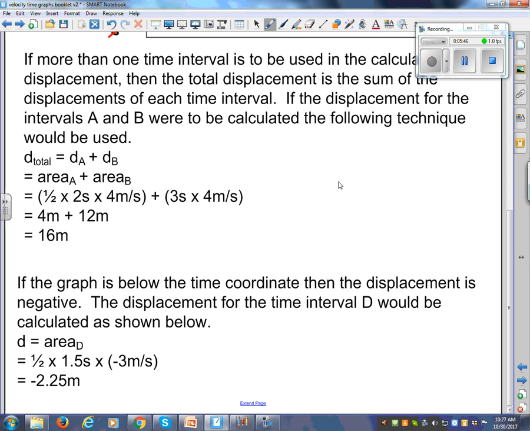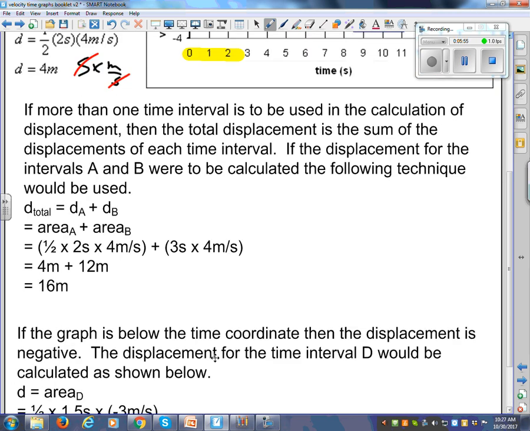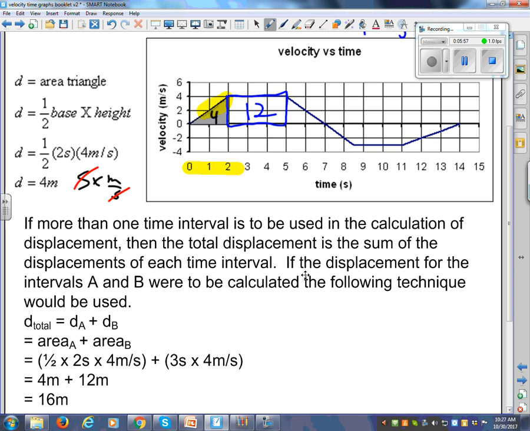I do have to tell you this. If the graph is below the time coordinate, the time axis, then the displacement is negative. It's going to the left. The displacement for the time interval D would be calculated as shown below. So D is this one here.